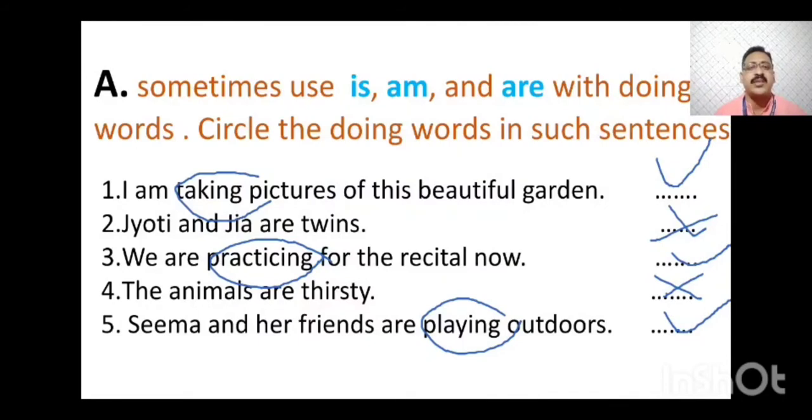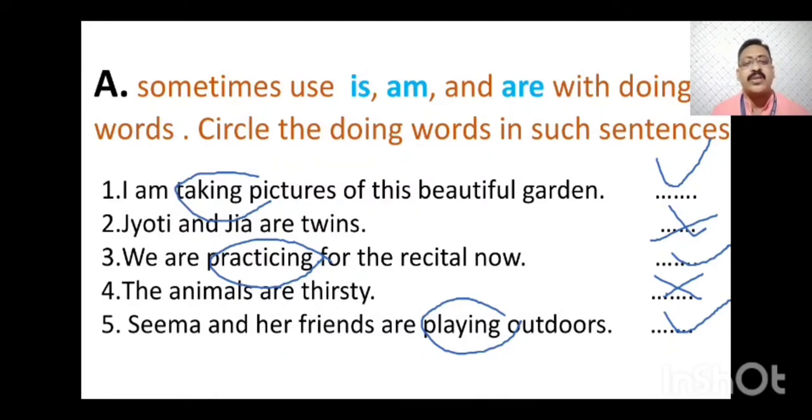Jyoti and Jia are twins. Here no ing is added, so this is wrong sentence. We are practicing for the ritual now. Here also we are. Are is the helping verb. Along with helping verb, practicing is there in ing form. So this sentence is correct.